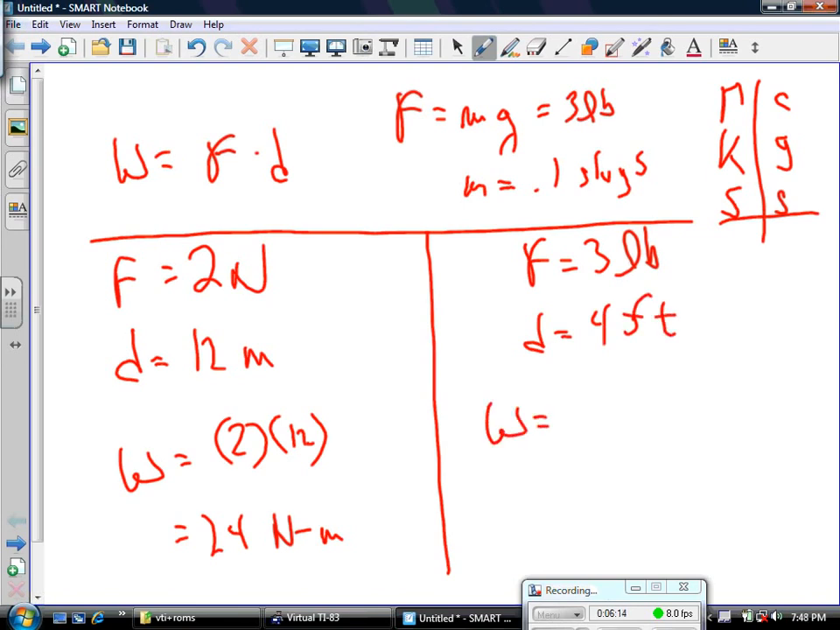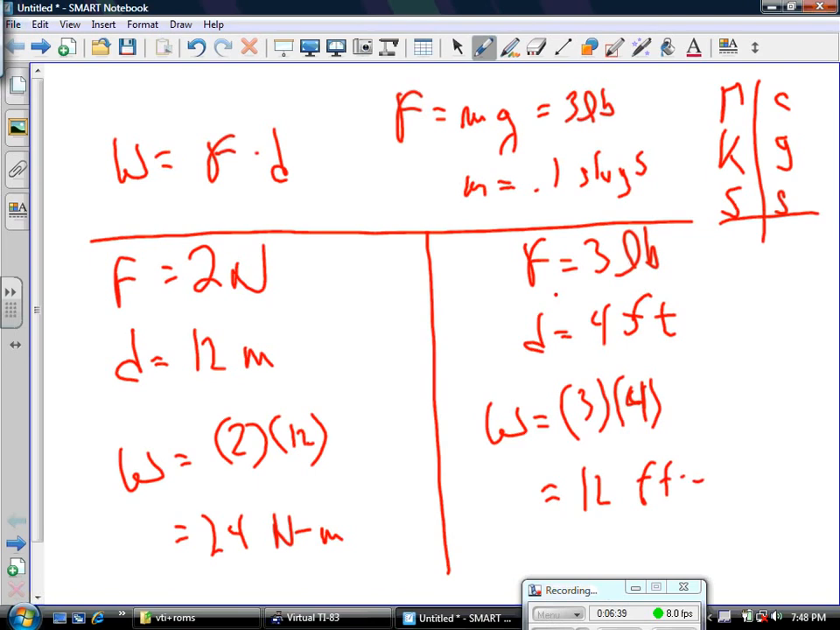What's the work I did? It's force times distance, right? The distance that you're working against the force. I'm going vertically, so I'm working against gravity. So it's going to be force is 3 pounds times distance is 4 feet. So what do you get now? 12 watts.